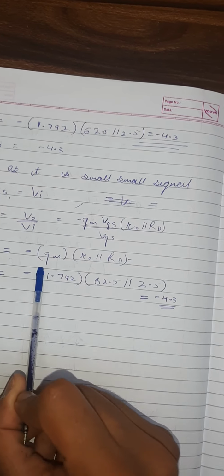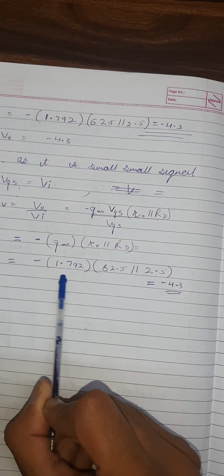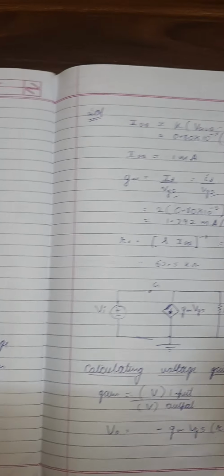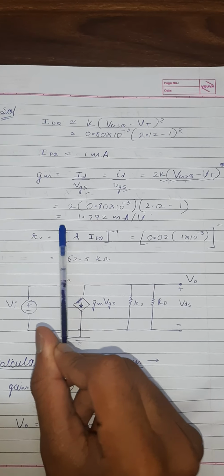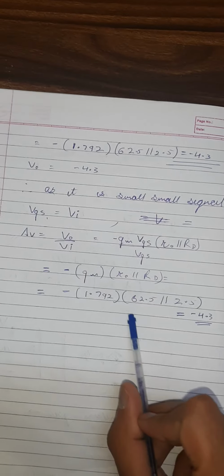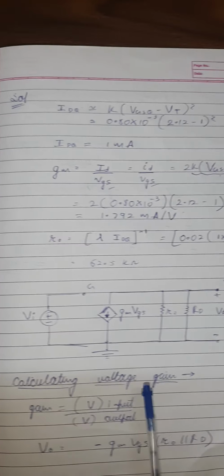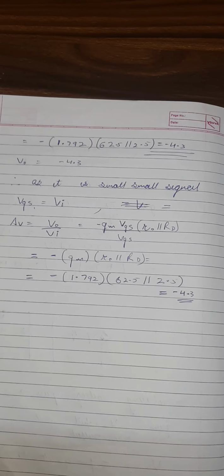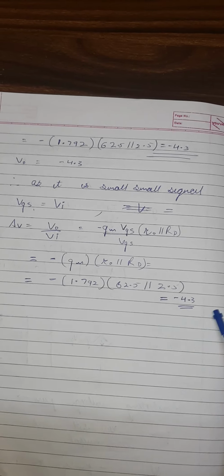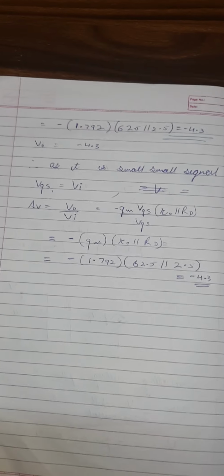So AV is equal to minus GM times RO parallel RD. Substituting GM, which we found from here, as 1.792 milliampere per volt, and RO parallel RD, which is 62.5 parallel 2.5, equal to 1.43, we get AV equal to minus 4.3. So minus 4.3 is the overall voltage gain of the circuit shown at the start. Thank you.